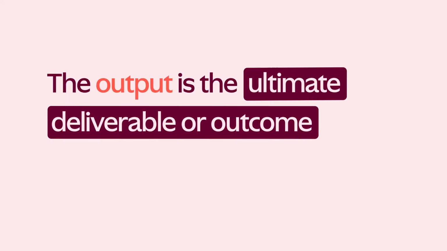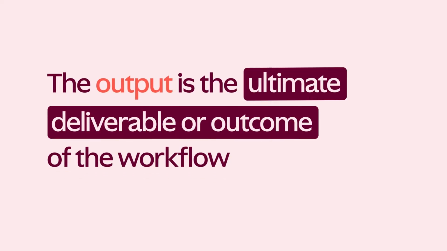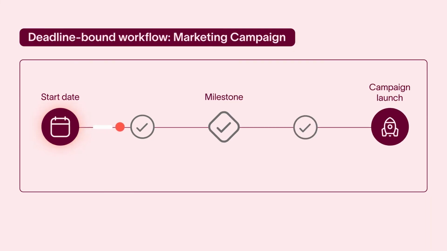Every workflow has one or more outputs, the ultimate deliverable or outcome of the workflow. The output is the meaningful piece of work that gets done in your workflow. For example, deadline-bound workflows usually involve one larger output. The output of a marketing campaign workflow is the launch of the overall campaign.